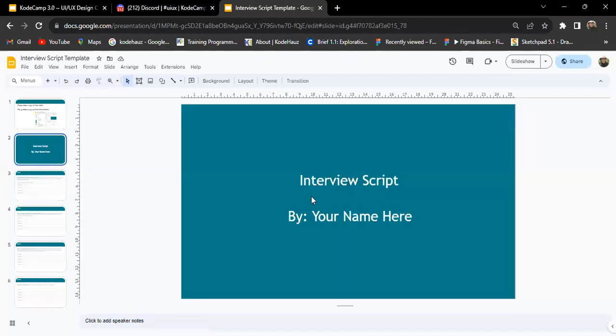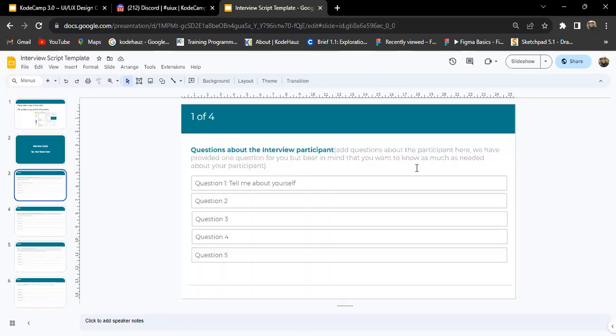So the next thing is interview scripts by, and this is where you're going to put your name. If your name is Okechukwu, you put your name here. Your name is Gladys, you put your name here. Your name is Famous, you put your name here. So this is the space for your name. And then now, this is the main part.